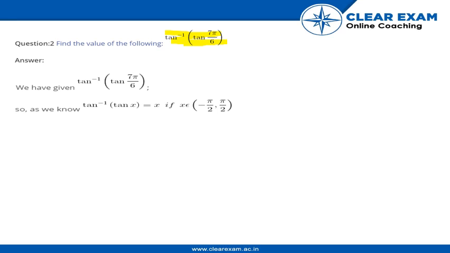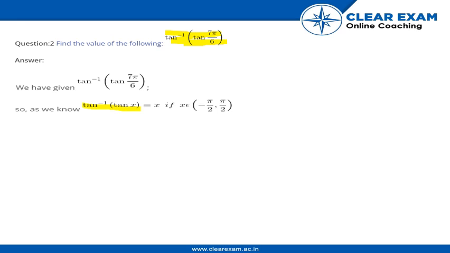Now moving forward, we know that we have a formula that looks like tan inverse of tan x is equal to x, and the range of tan inverse is minus pi by 2 to pi by 2. So whatever we have as the argument in tan inverse of tan x, this x should lie between minus pi by 2 and pi by 2. Otherwise we cannot apply this formula.